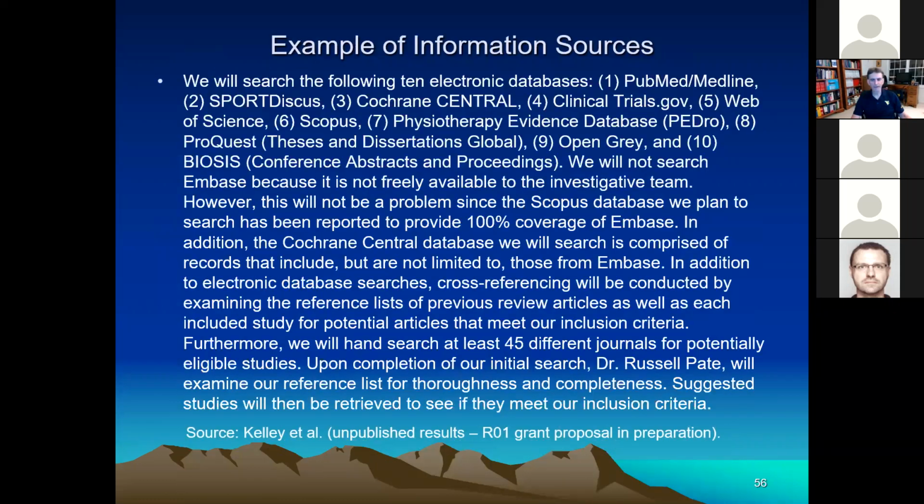So here's an example. Jose, I'll just let you read that. Here's an example of information sources. Yes, I will. Este es un ejemplo de fuentes de información. Entonces voy a leerlo textualmente.